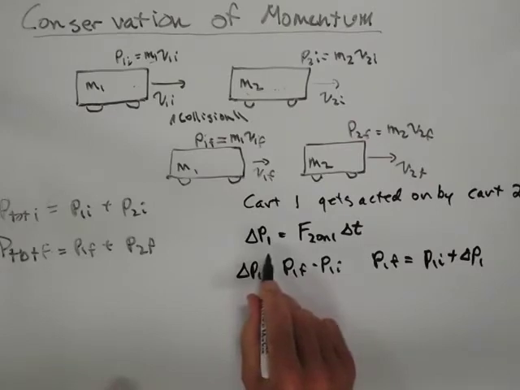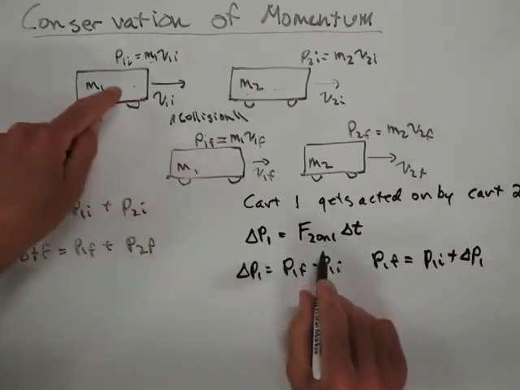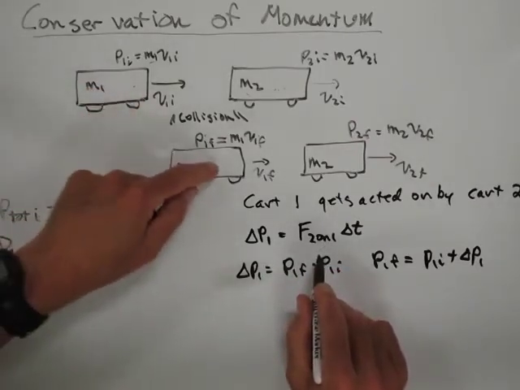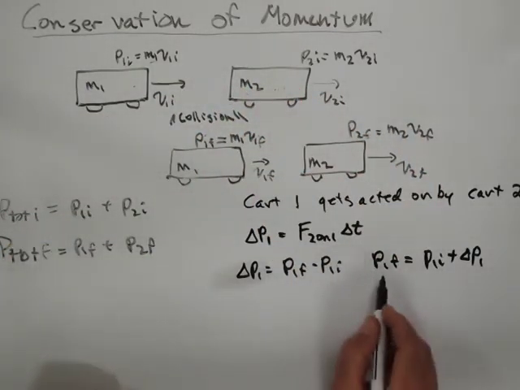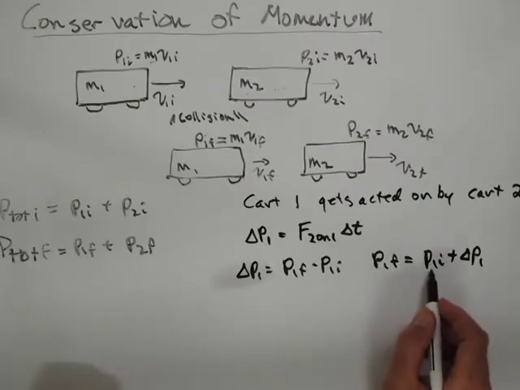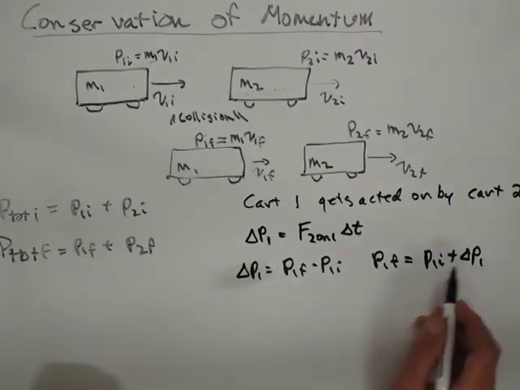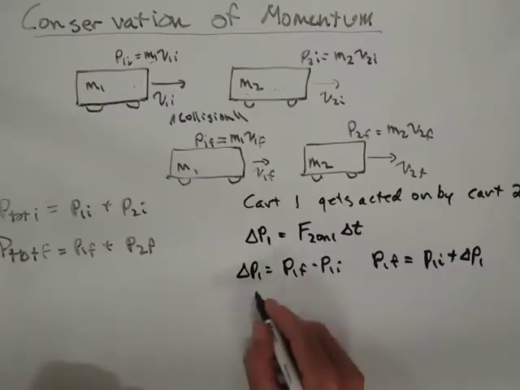In other words, the change in momentum this cart experiences between here and here is the force that acts on it times the time. That's what its change in momentum is. And so its final momentum is related to its initial momentum by adding delta P1.